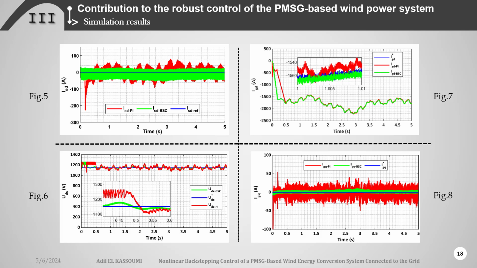The direct and the quadrature grid current components track their references as illustrated in Figure 7 and Figure 8. These figures show that the backstepping control strategy offers better tracking and high dynamic and steady state performance.